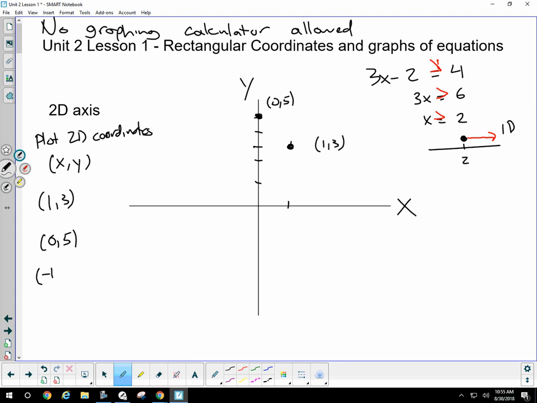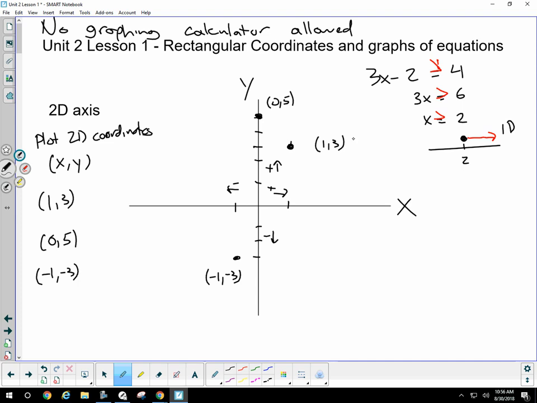We could also have negatives for both of them, (-1, -3). On the x-axis, I'm going to the left one. On the y-axis, I'm going to the negative coordinate of 3. I'm going down. Typically, with y's, we go positive when we go up. We're negative when we go down. With the x-axis, to the right is positive. To the left is negative. And (-1, -3) would be here. And that's the two-dimensional plot of that.